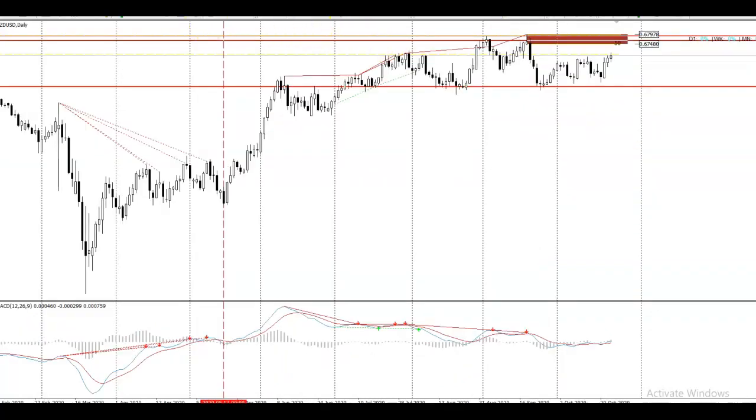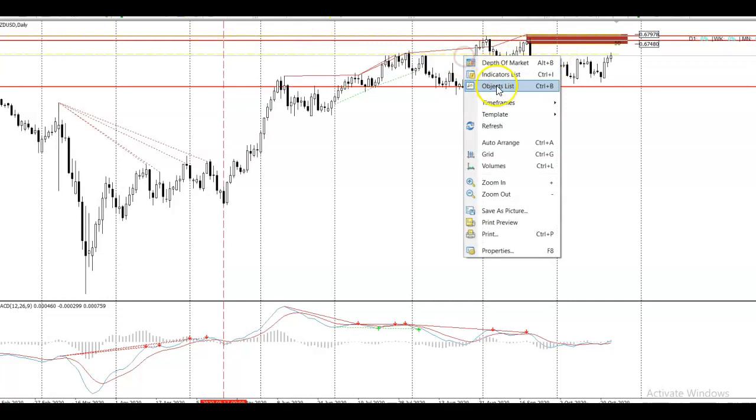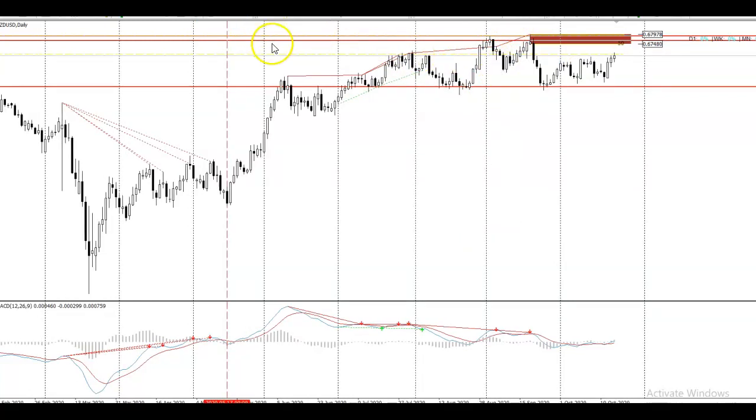And the trade this week is as follows. Just going to hide these. Is as follows. So very basic setup.